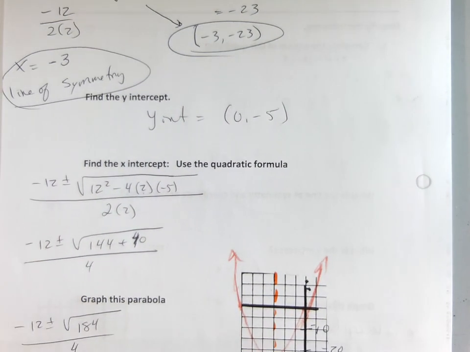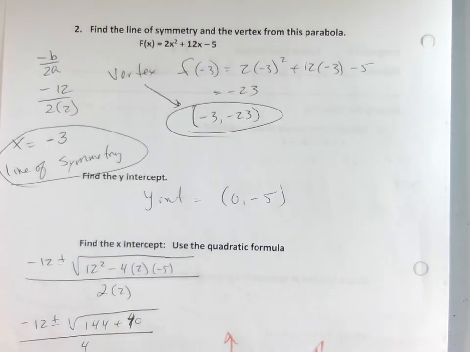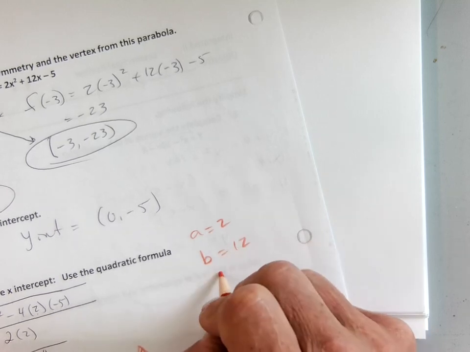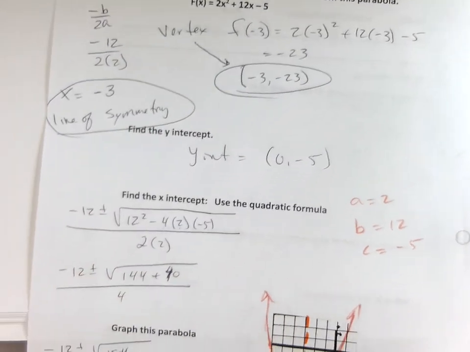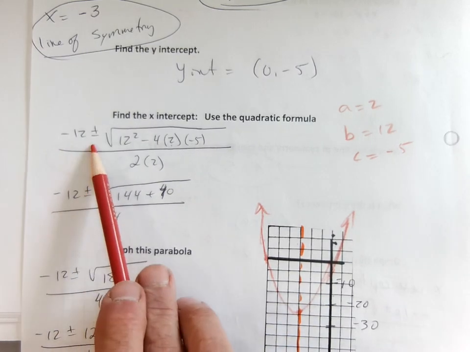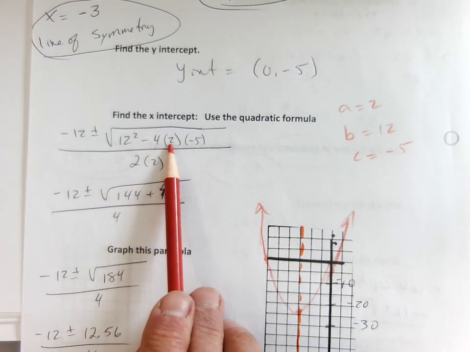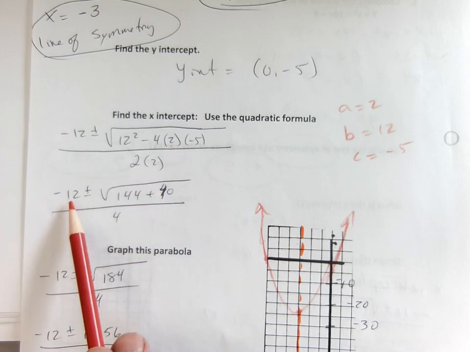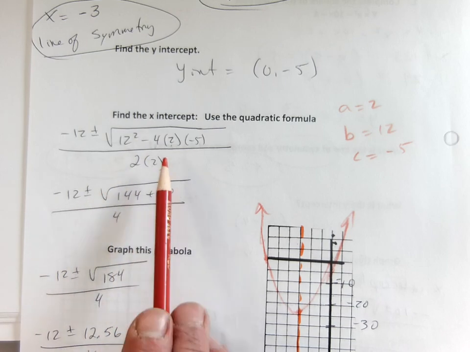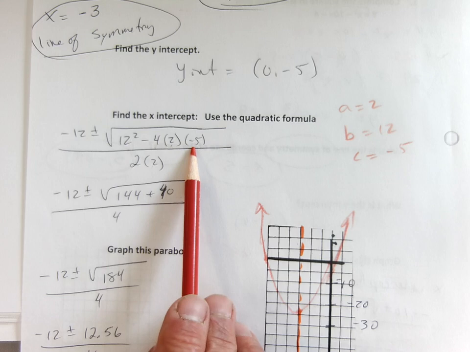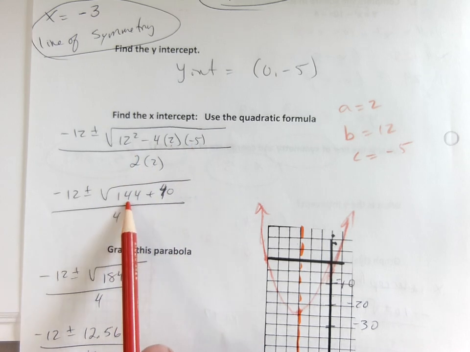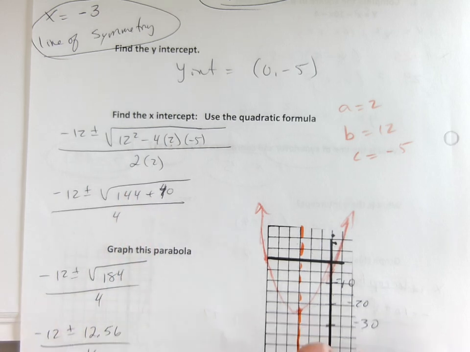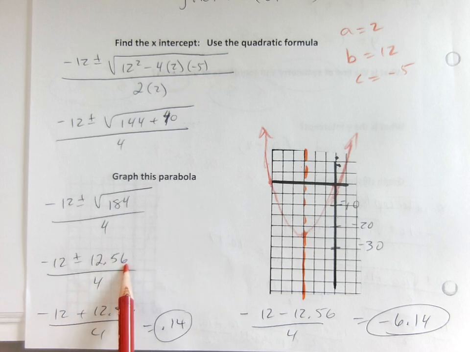Now to find the x-intercepts, we're going to need the quadratic formula, okay? So let's see. A is 2, B is 12, and C is -5. So here we go. Negative B, -12, plus or minus the square root of 12 squared minus 4, times A, which is 2, times C, which is -5, all over 2 times A, which is 2. All right? -12 plus or minus the square root of 144, 12 squared. 4 times 2 times 5 is 40, but it's a positive 40. 144 plus 40 is 184. And then I used my calculator, and I got, what's the square root of 184? Well, it's about 12.56, okay?